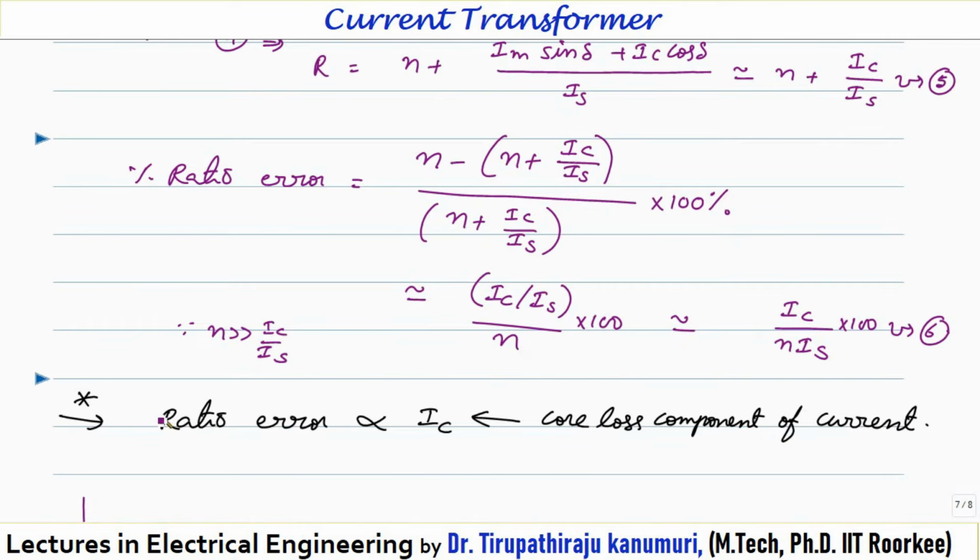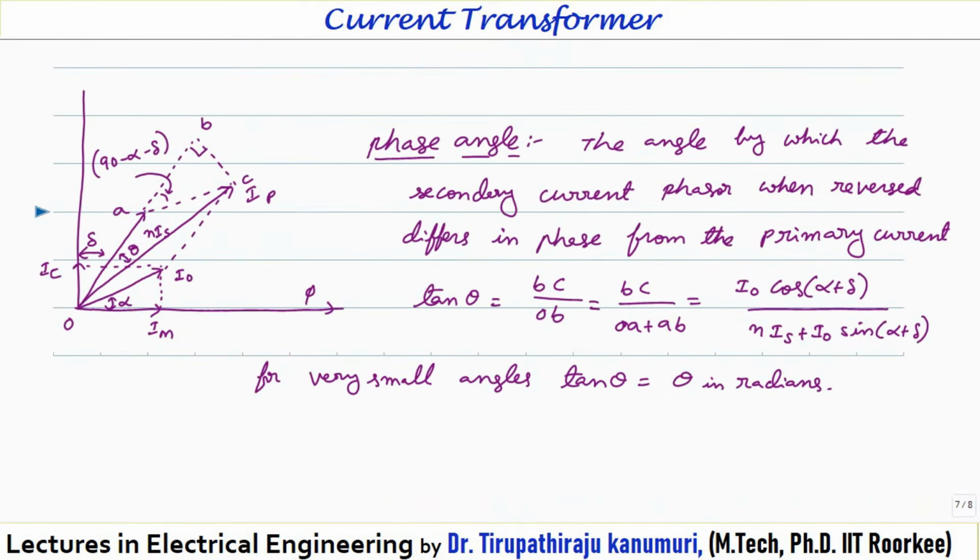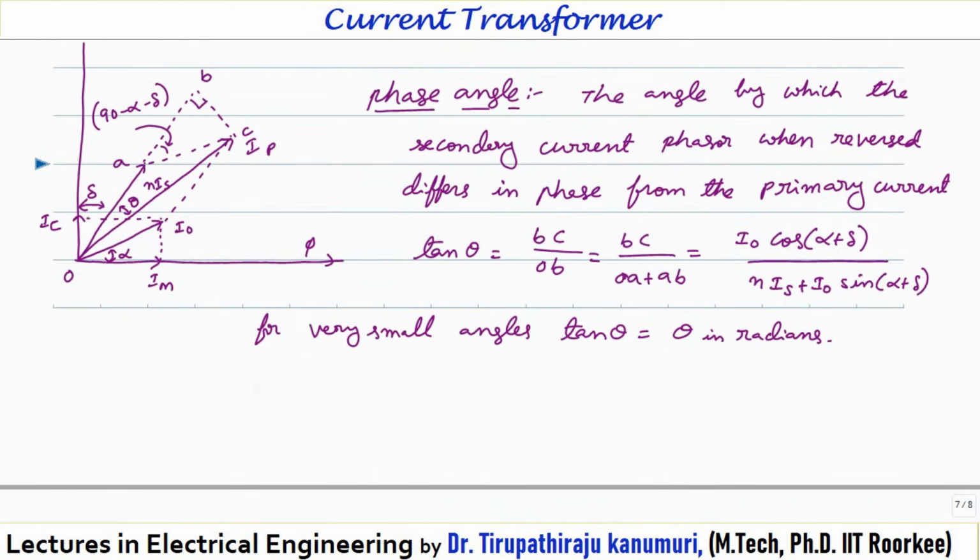So this is one of the interview questions, or in competitive exams they will ask: in the CT, the ratio error is introduced due to what? The core loss or the iron losses in the current transformer, that is equal to Ic, the core loss component of the current. So now coming to the second error that can come, which is phase angle.